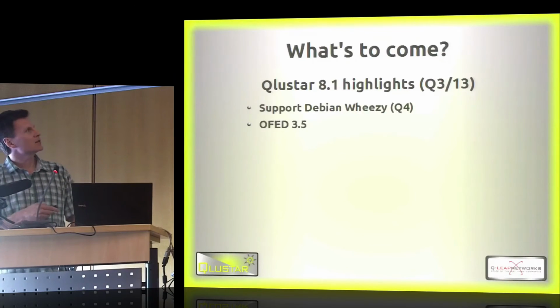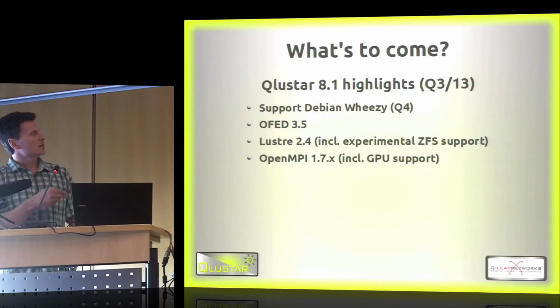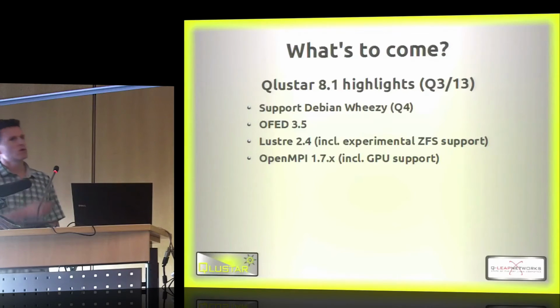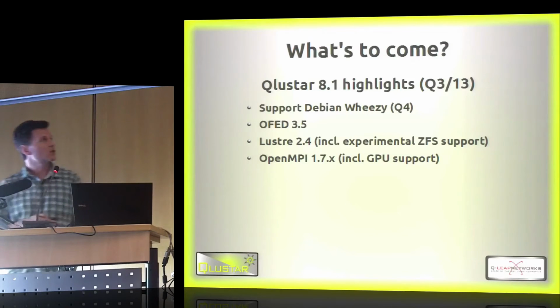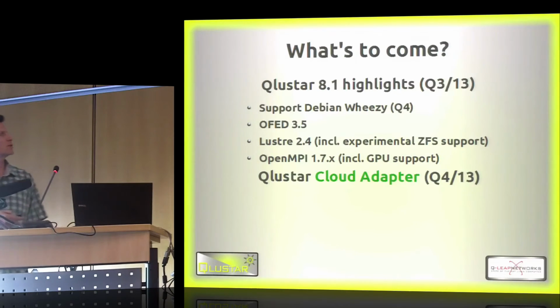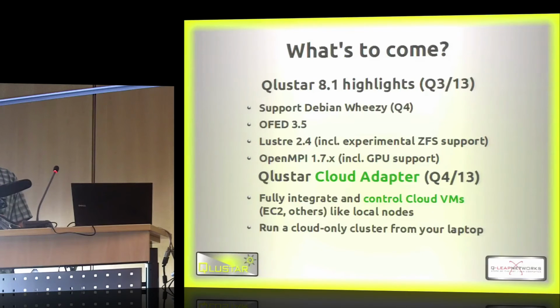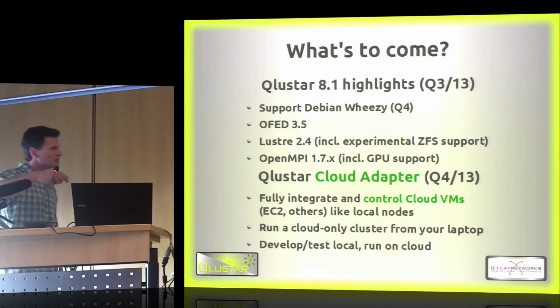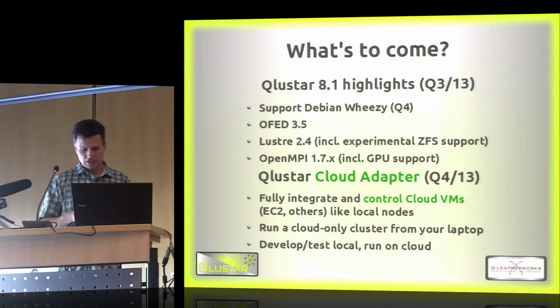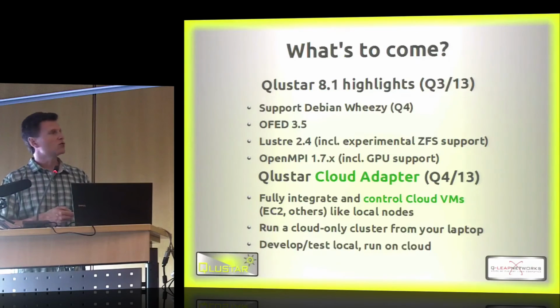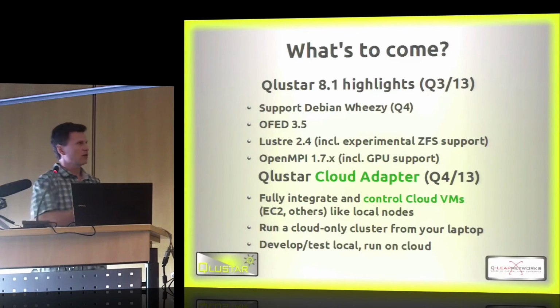And then just some highlights of the upcoming 8.1 release. As I said, we're going to support Debian Wheezy. We're going to have the newest Offit release in there, 3.5. We're going to support Qlustar 2.4 with experimental CFS support. The feature release of OpenMPI is going to be included with GPU support. And in Q4, we're also going to provide, as a new product, the Qlustar Cloud Adapter, which is going to allow you to extend your cluster completely into the cloud and fully integrate and control cloud virtual machines on Amazon or other nodes, and run a cloud-only cluster from your laptop if you want.